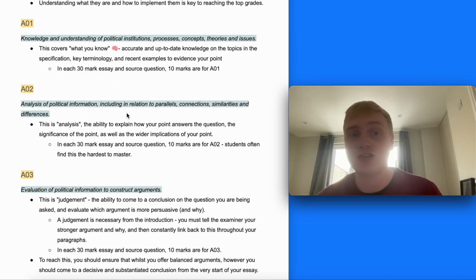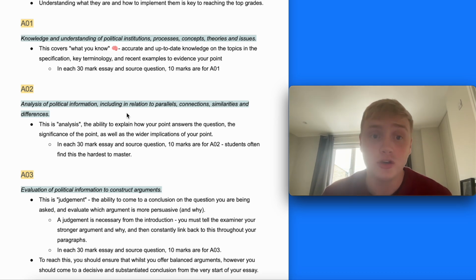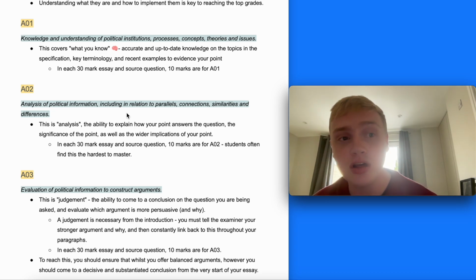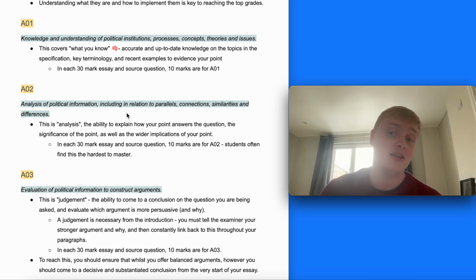AO1 is knowledge. So this is your knowledge and understanding of political institutions, processes, concepts, theories, and issues. This is really what you know. Accurate and up-to-date knowledge on the topics in the specification, the key terminology, and recent examples to evidence your point. A lot of people think it's going to be way more important than it is. Okay, it's only a third of the marks you get in the exam. It's not just about what you know.